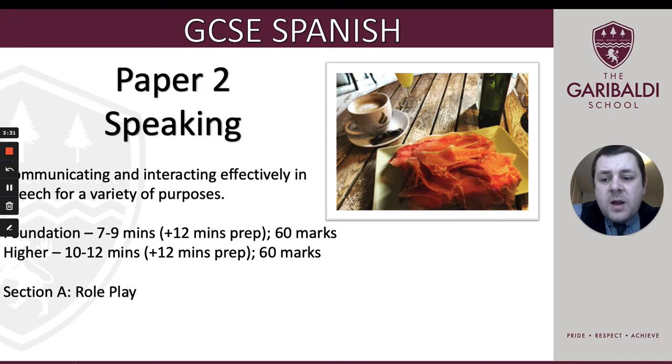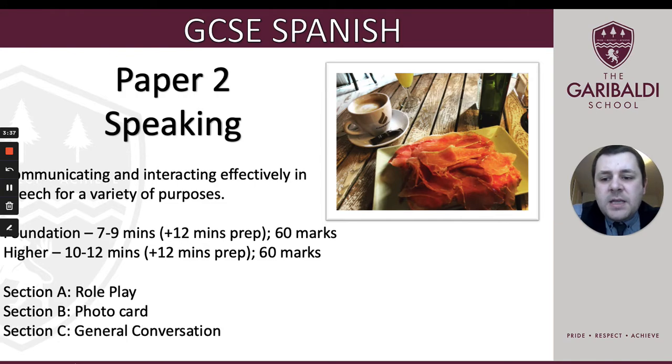Section A is a role play. Section B is describing a photograph and answering questions about it. And then Section C is the general conversation. The speaking is usually the one people worry about most, but it's the one that you'll be best prepared for. You'll do your speaking exam with your teacher, who's taught you for 2 years, and will know exactly what questions you will be able to answer fully.